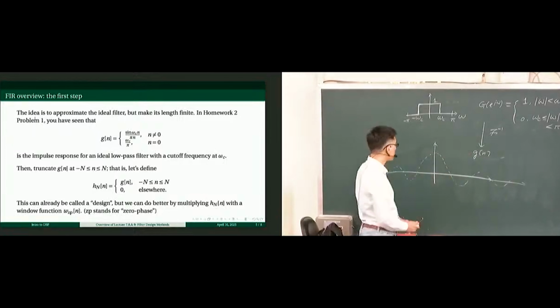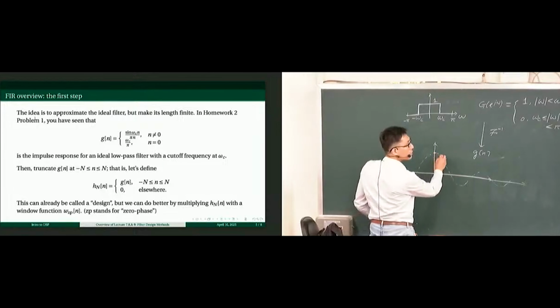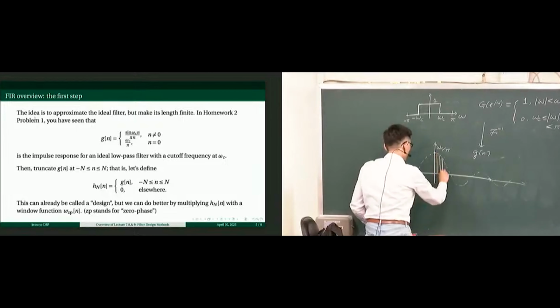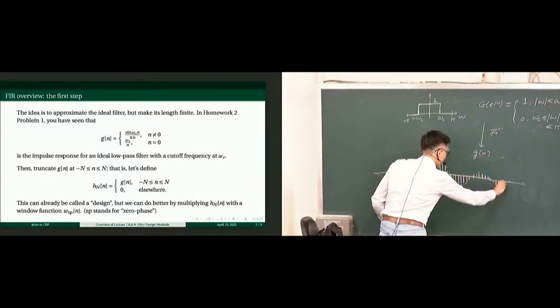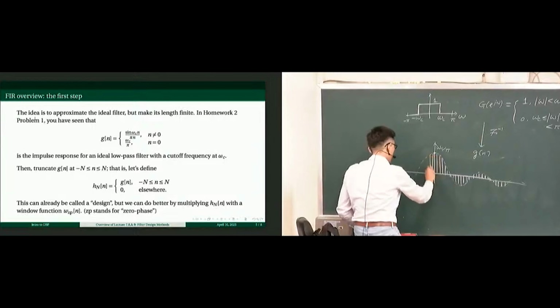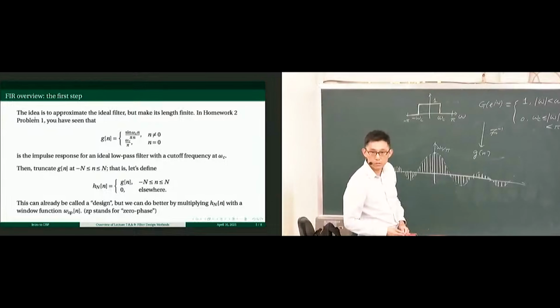So that's g of n, with the top right now being ω_c divided by pi, that's the top sample. This is just a sketch, and similarly, it's going to be symmetric. So you know what I mean. This is really how g of n looks, and it extends infinitely on both sides. At one point I mentioned to you that an ideal low-pass filter cannot be implemented because in time you need infinitely many samples.